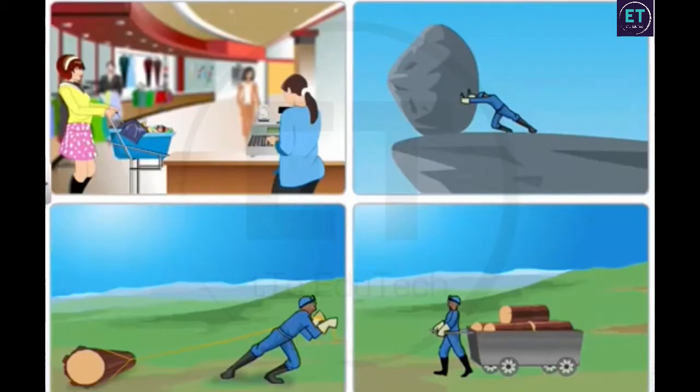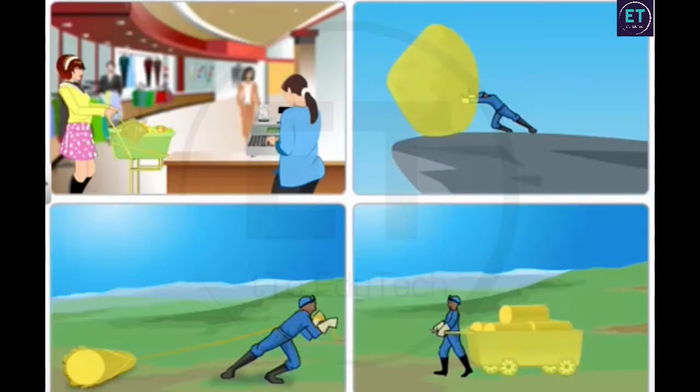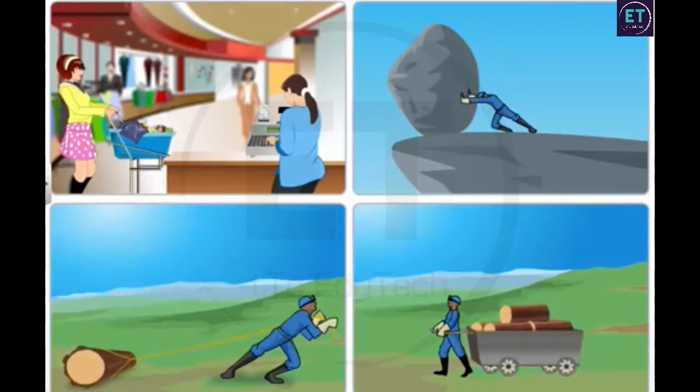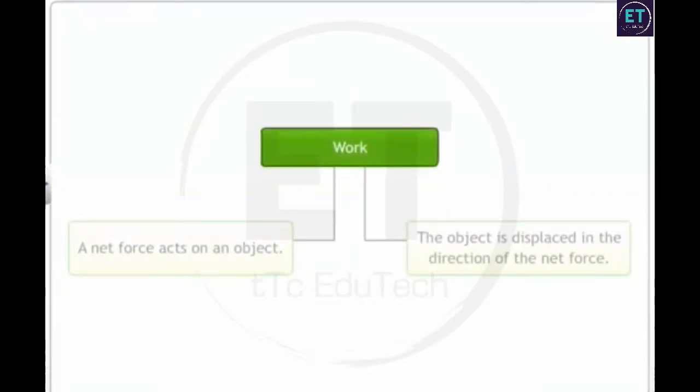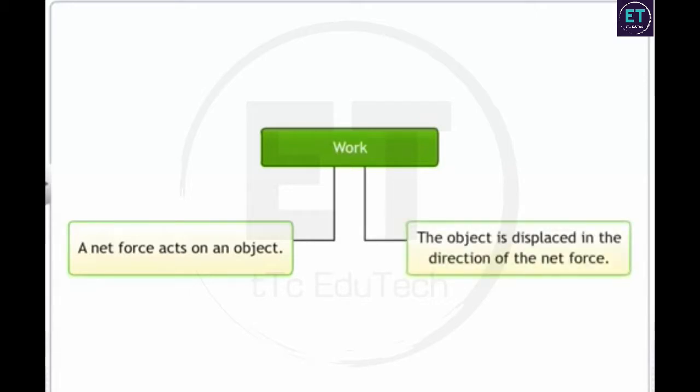Looking at the definition of work, for any work to be done, first a force has to be applied on the object in order to displace the object from its initial position. The initial position of an object could be the position of rest. Therefore, the two conditions that need to be satisfied to say that work is done are: a net force should act on an object. The object must be displaced in the direction of the net force.